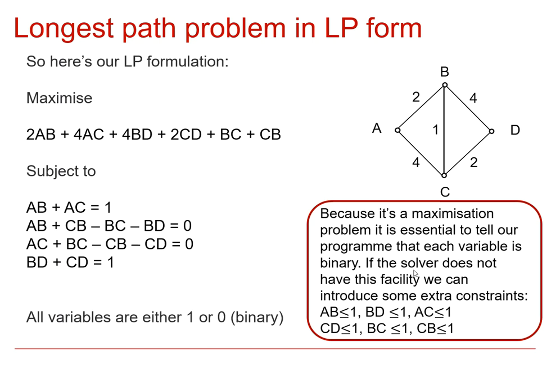Now, if your solver doesn't have a binary option, and some of them don't, it will have to have an integer option, otherwise it won't work at all. But if it has an integer option but no binary option, then what you can do is introduce these extra constraints. So for each variable, as well as it being an integer, say that it has to be less than or equal to 1, and then that will do the trick.